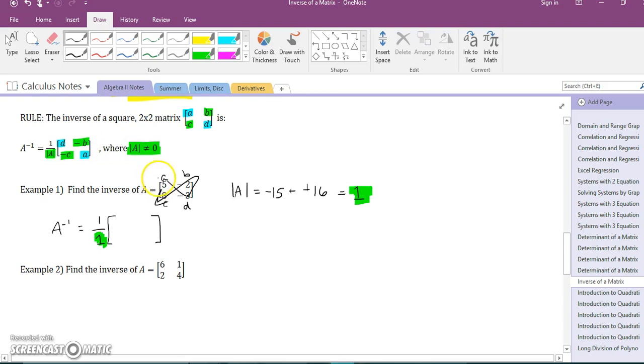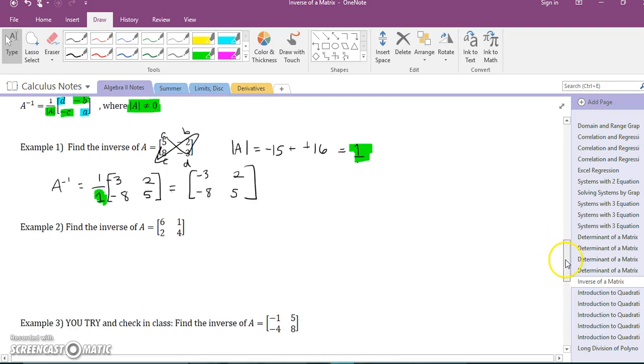So I'm going to take A and D and switch their locations. So negative 3 and 5 have switched spots. I'm going to take 8 and negative 2, and they're going to stay where they are, but they're going to become opposite signs. So if I multiply this by 1, it's not going to change. And I end up with this as my inverse matrix.